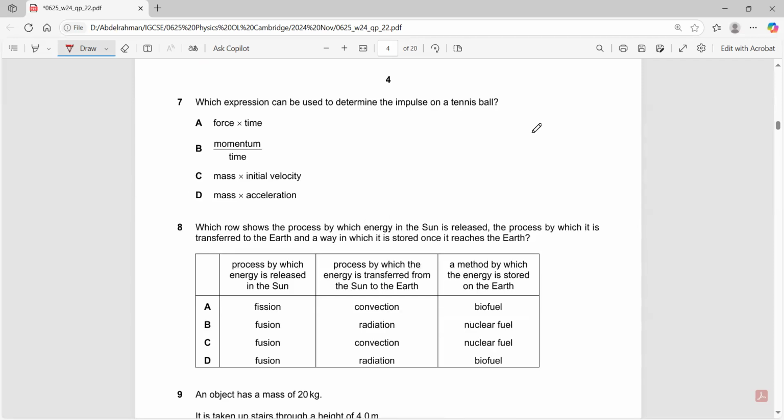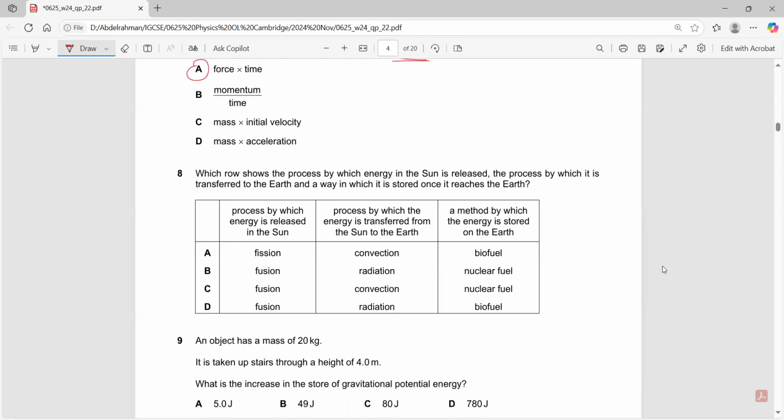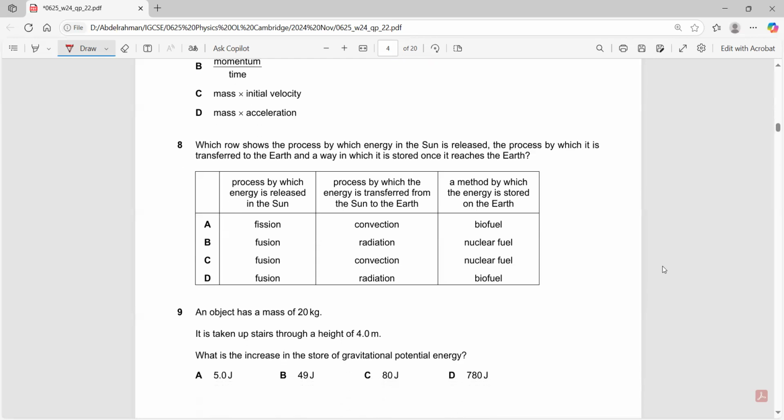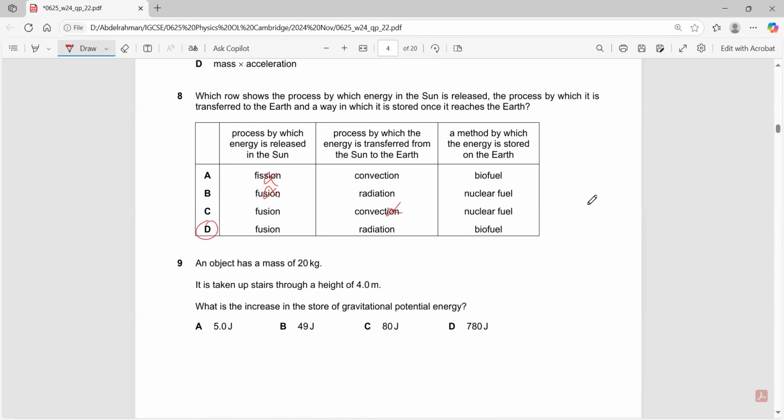Which expression can be used to determine the impulse? Impulse is force times time, right? Force times time. Which row shows the process by which the energy in the sun is released? Is it released by fission or by fusion? Process by which the energy is transferred from the sun to the earth. Is it by convection? Can it be by convection? No, it cannot. It has to be by radiation. So the only correct answer is D.